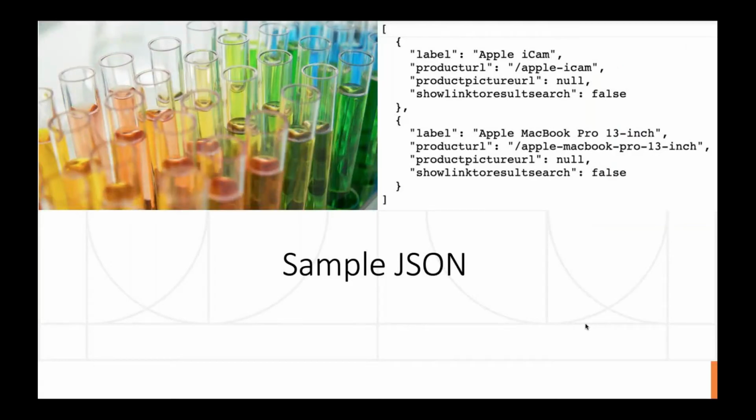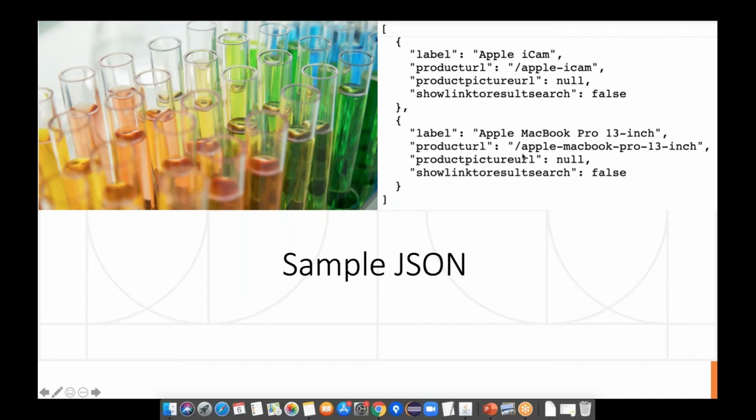If you look here, this is the request. We searched with a term called Apple. When I search with Apple, the server responded back with the products related to Apple, which are Apple iCam and another one, MacBook Pro 13-inch. So what are they doing? They are trying to send the data in the form of JSON.